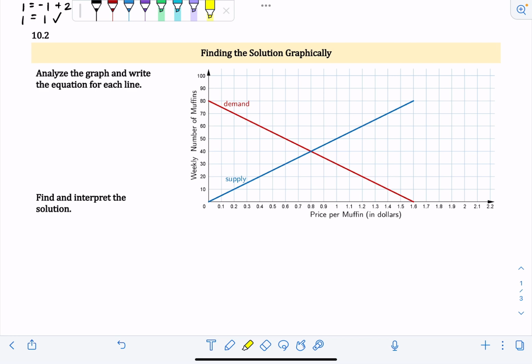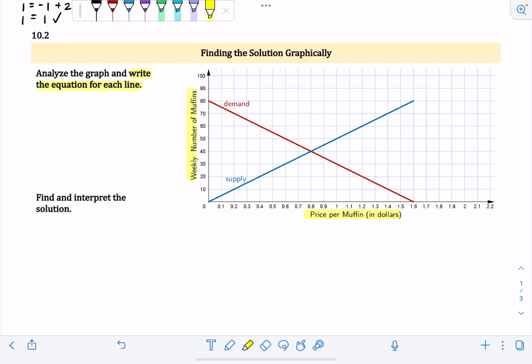So you could see on the x-axis, it's price per muffin in dollars, and on the y-axis, it's the weekly number of muffins that they sell. The two different lines show the demand for it, and then the blue line is the supply for it. We'll talk a little more about that in the second part of this question when we interpret the solution. For now, we want to write the equation for the line.